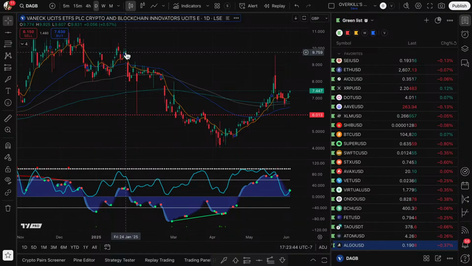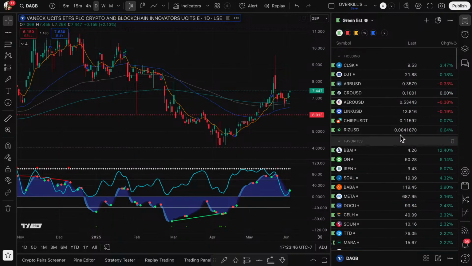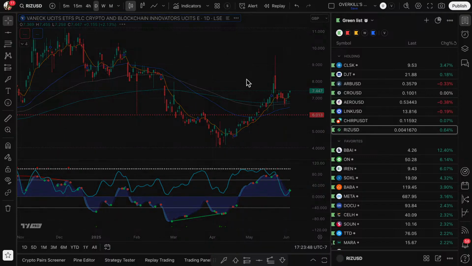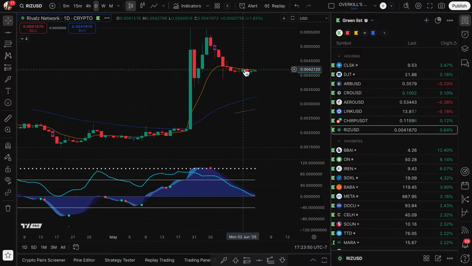Yeah, I don't care if Riz dips. If Riz dips, I want to buy more. But, I mean, it's just freaking setting up here, dude. It's literally just setting up. If it dips, it'll probably go down here back to the average around 0.03 to 0.035.